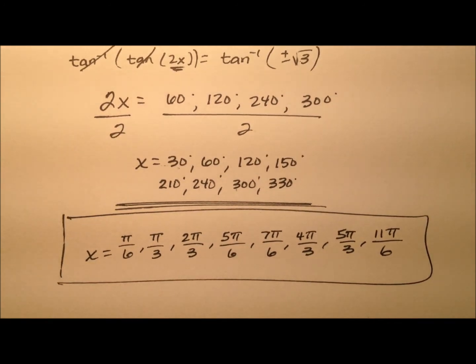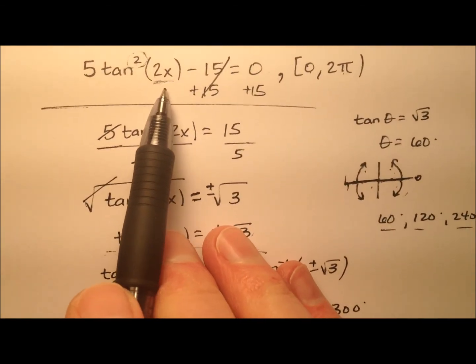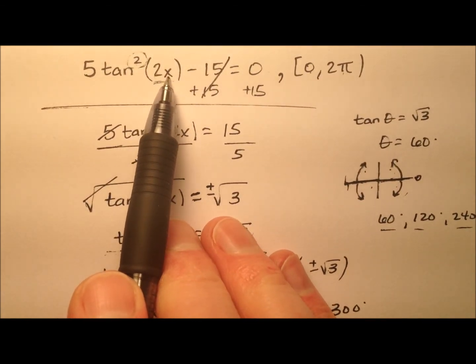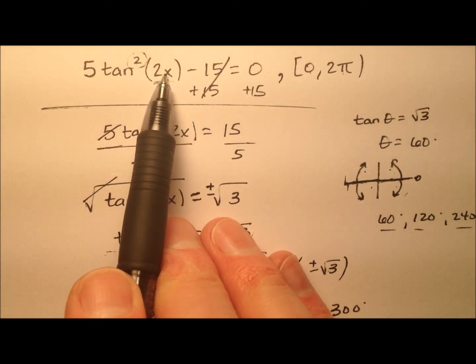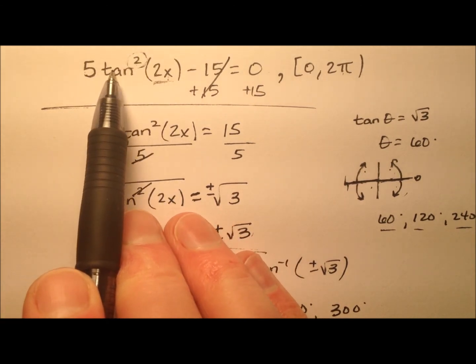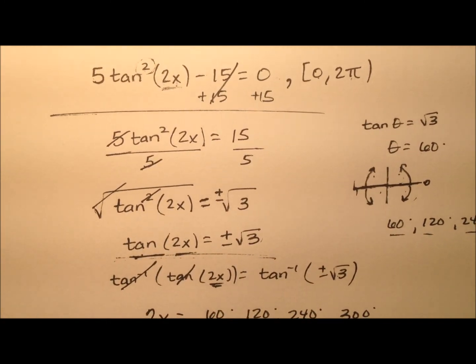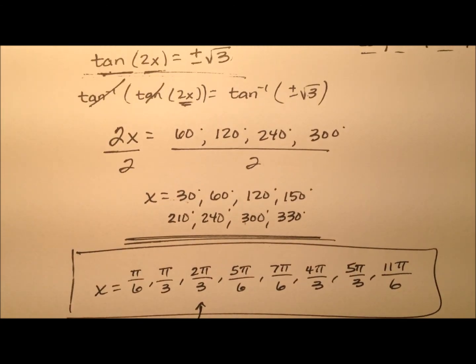You can plug any of them in to see if they work. And just for grins, let's go ahead and choose one of these. Let's do 2 pi over 3. So we know that 2 pi over 3 was 120 degrees. So if we come back up here, we're going to do 120 degrees. So twice 120 degrees is 240 degrees. And the tangent of 240 degrees is positive square root of 3. So we square that, I get 3. So 5 times 3 is 15. 15 minus 15 is indeed 0. So we saw that that worked, and in fact, all the other 7 will work as well. So here are the 8 solutions for that original trigonometric equation.